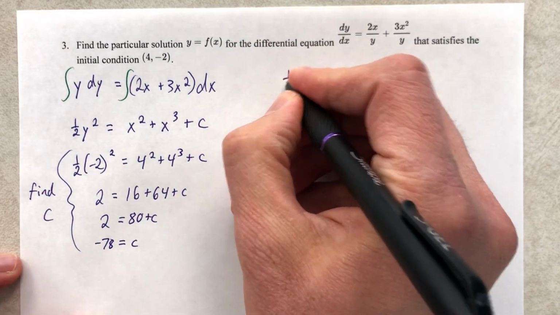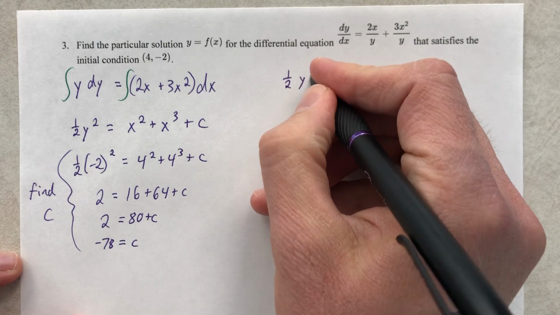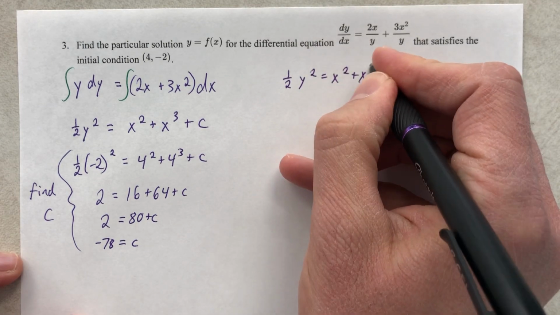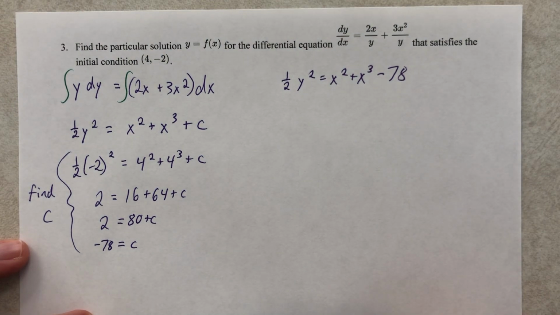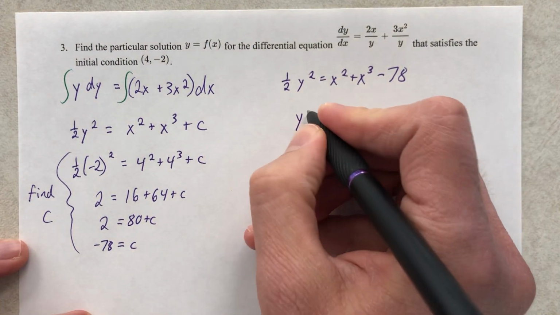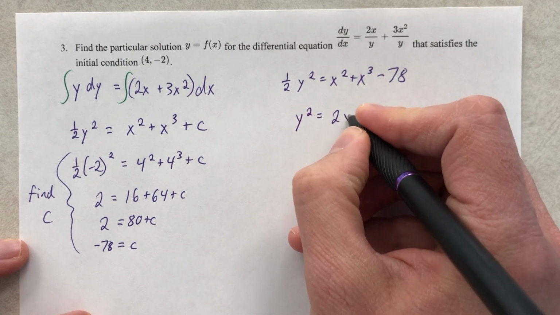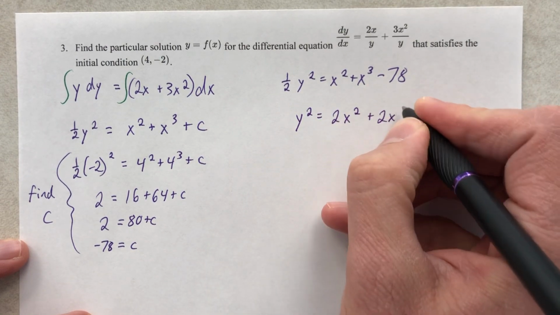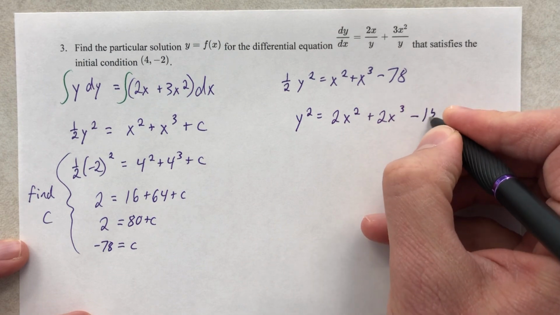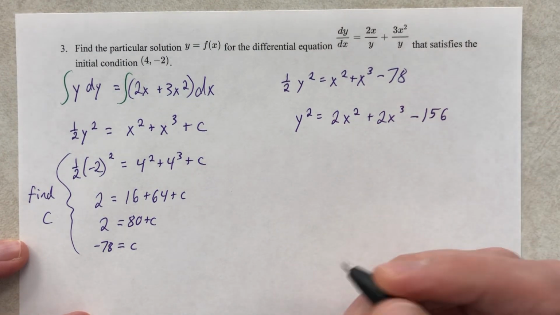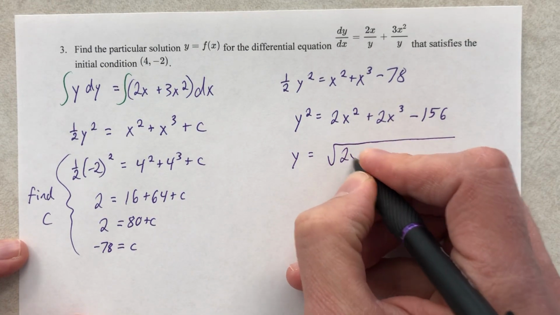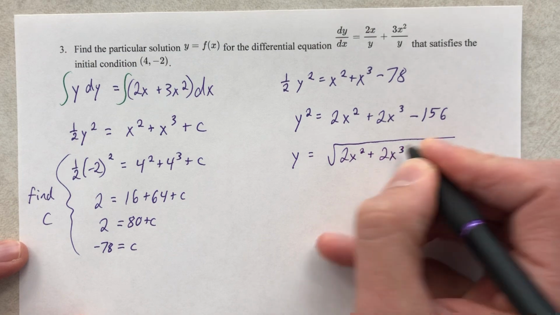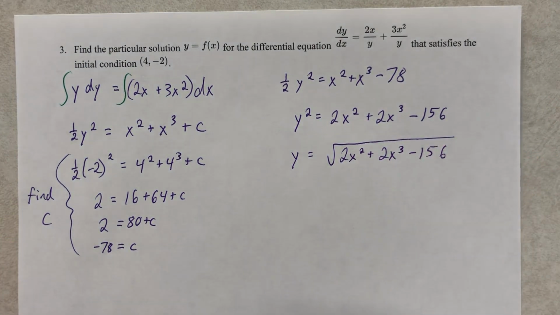And so we're going to start back here. The step: 1/2 y squared equals x squared plus x cubed minus 78. We're going to solve this for y. And when we do, we will double it: 2x squared plus 2x cubed minus 156. And then we're going to square root it. And y equals the square root of 2x squared plus 2x cubed minus 156. And we have found the particular solution.